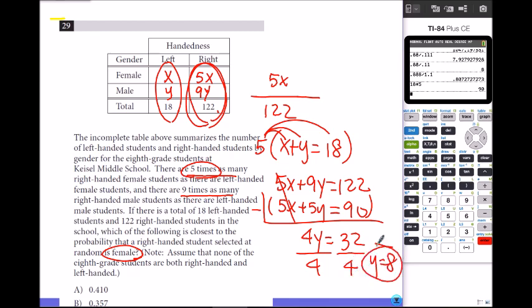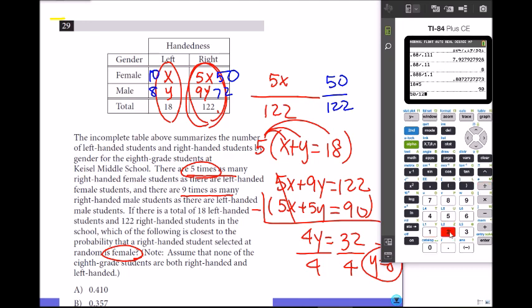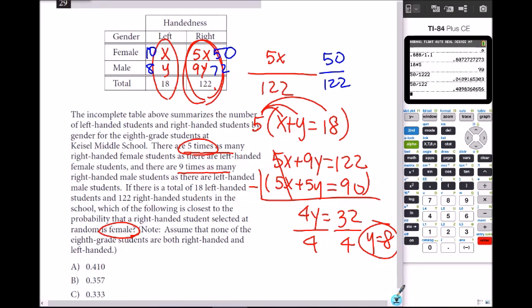You have to plug it in to find X. So if Y is 8, then what plus 8 makes 18? 10. So then 10 times 5 is 50. 8 times 9 is 72, which adds up to 122, and that way we can check our work. So what is 5X? It's 50 over 122. So 50 divided by 122 equals 0.41, and you round, right? So it is 8.